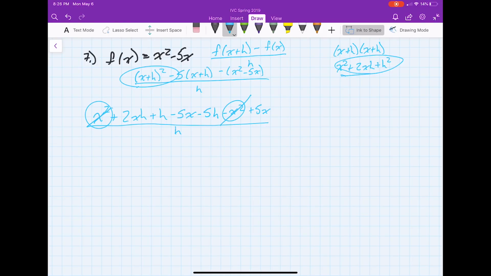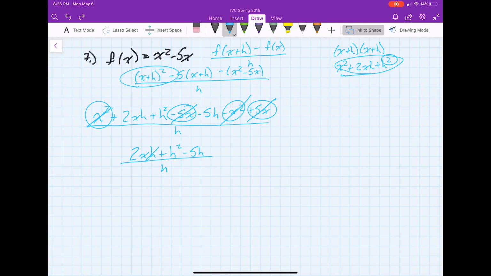So this x squared and this minus x squared, those guys cancel. This minus 5x and this plus 5x, those guys cancel. So now I'm left with 2xh plus h. I think this is supposed to be squared. Yeah, squared. I missed putting the squared up here. That's important. Minus 5h all over h.